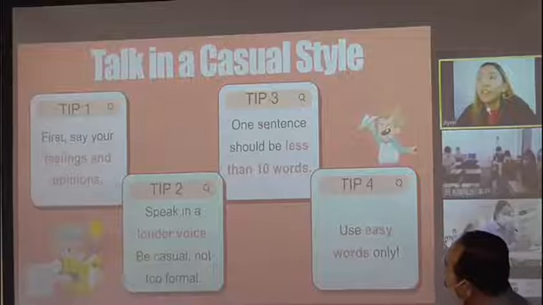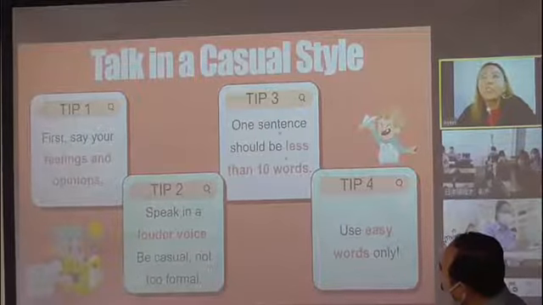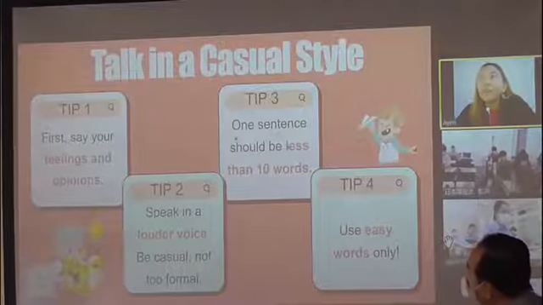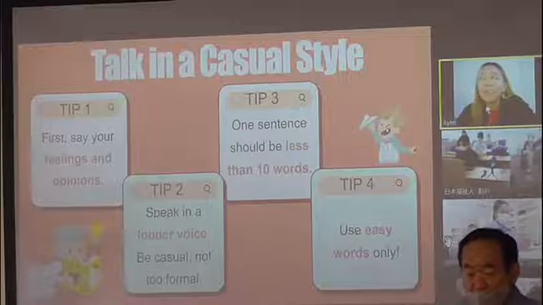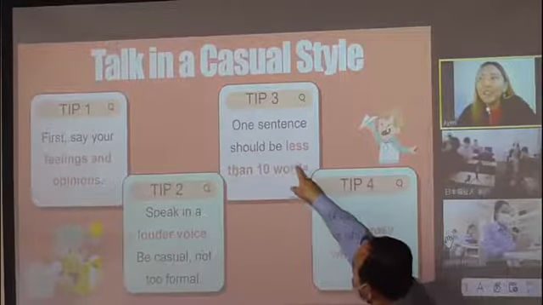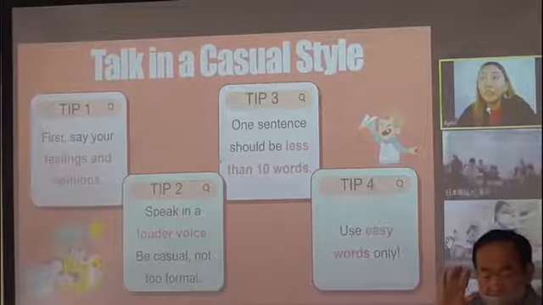Now, tip number 3, this is another important factor: one sentence should be less than 10 words. Why only 10 words?